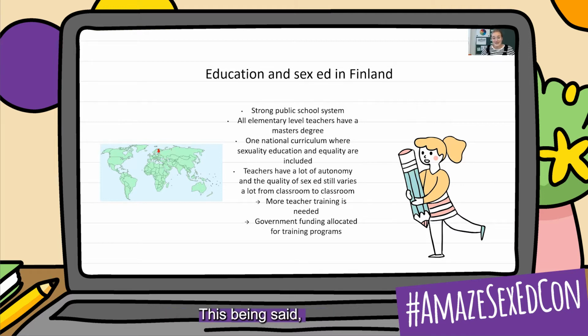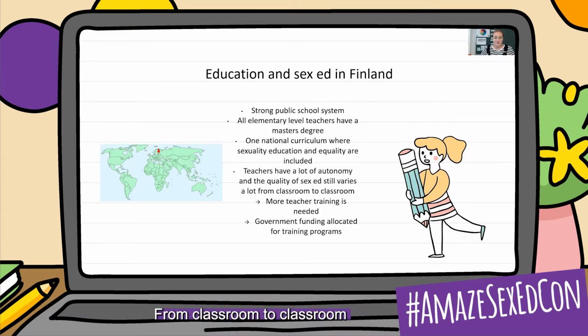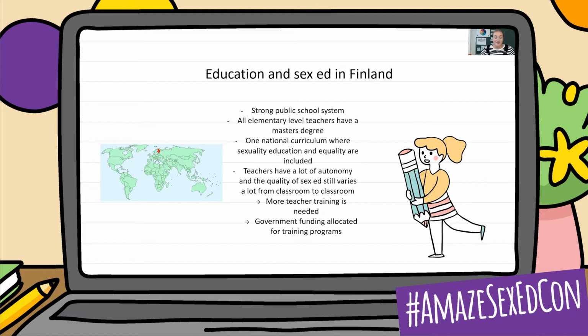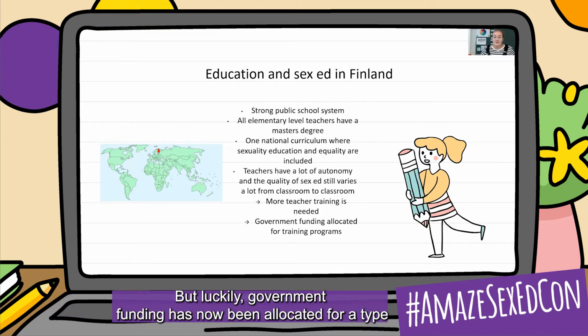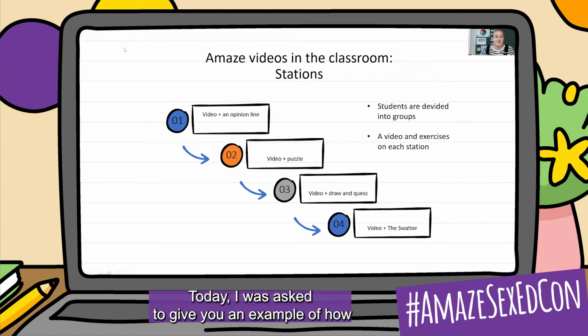This being said, teachers do have a lot of autonomy in Finland, and the quality of sex ed still varies quite a lot from classroom to classroom, and a lot more teacher training on these subjects is still needed. But luckily, government funding has now been allocated for these type of training programs for teachers, and I'm one of the trainers.